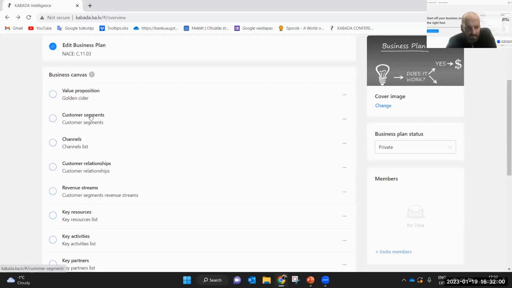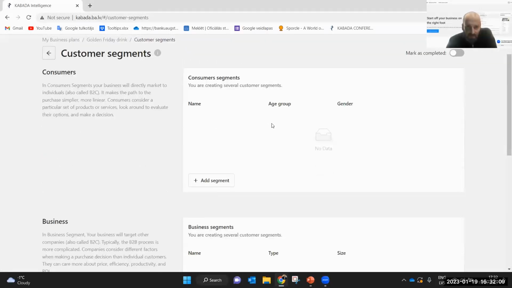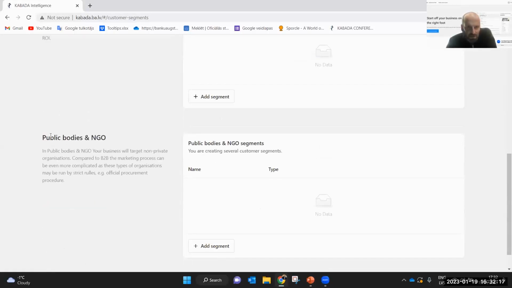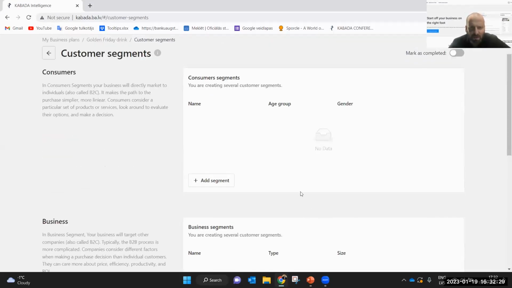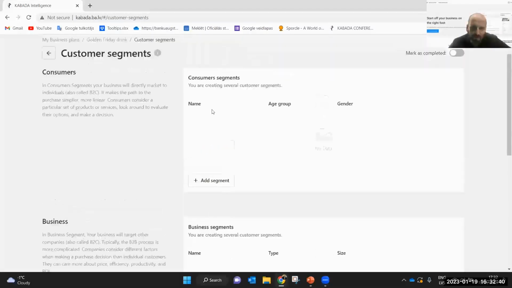So, customer segments. Now let's take the customer segments. You can see that you can add different types of customer segments, starting from B2C, which is consumers, B2B, which is business to business. And we also have the possibility to add public bodies or non-governmental organizations too. So what type of segment could be the basic and most important for us? It's consumers, definitely. So we will add one segment for the consumers here.